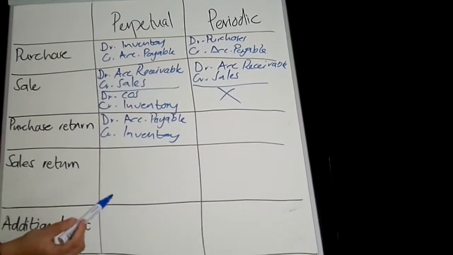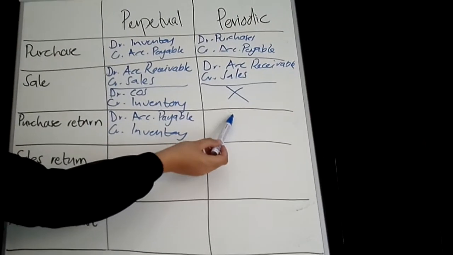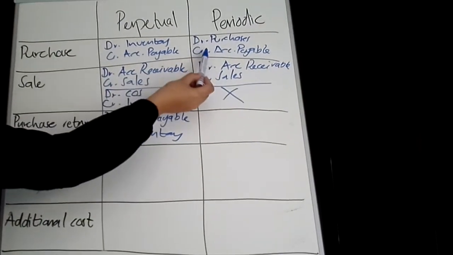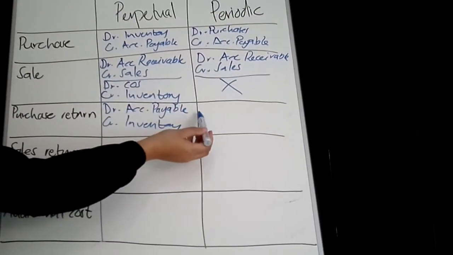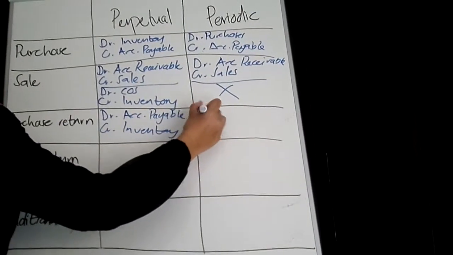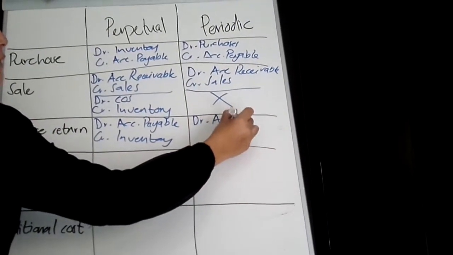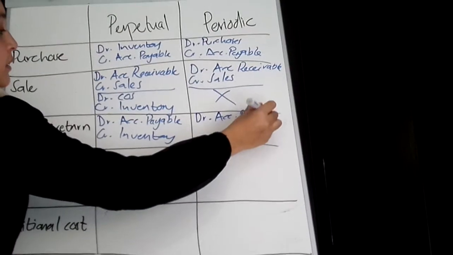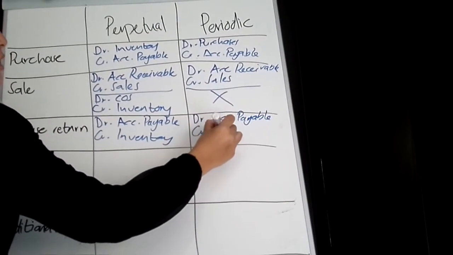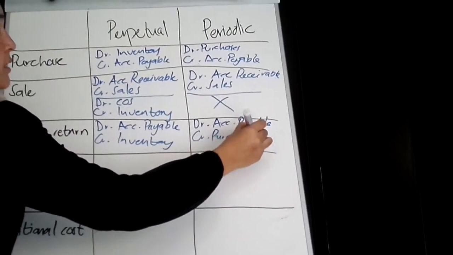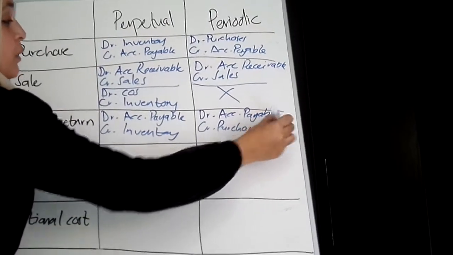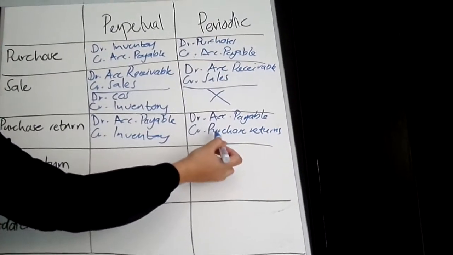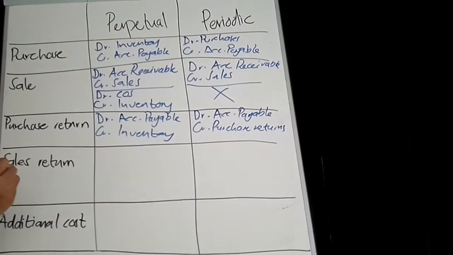And then you do the same thing for the periodic method. You say, when I purchased my inventory, I debited purchases and credited accounts payable. Now I need to do the opposite. So you're going to say debit accounts payable, credit purchase returns. So very importantly over here, we don't credit purchases directly, we credit an account called purchase returns.